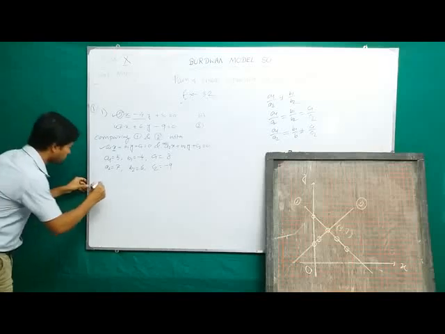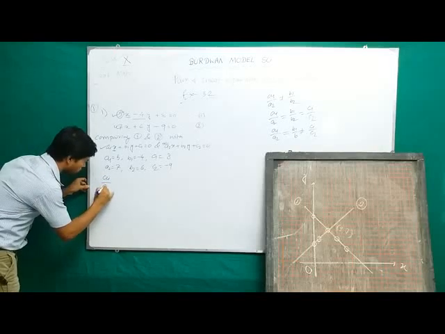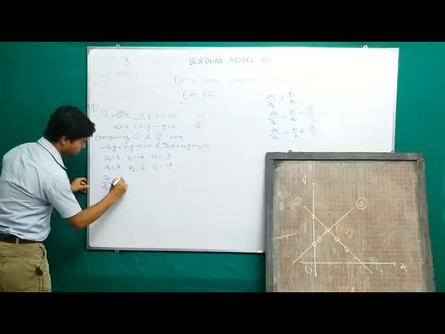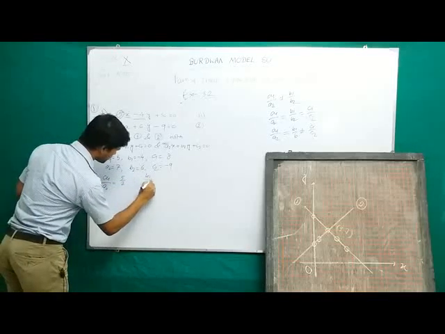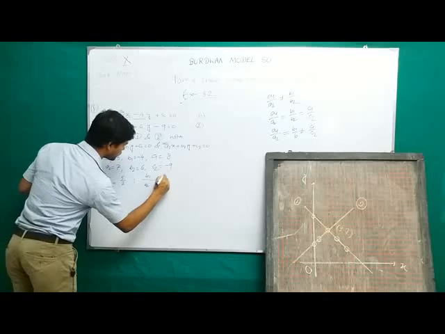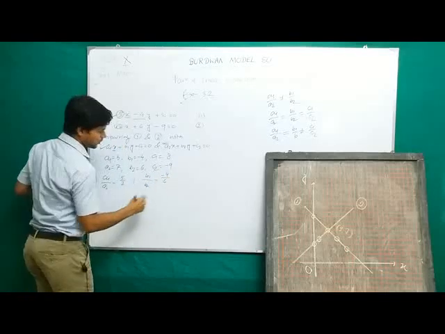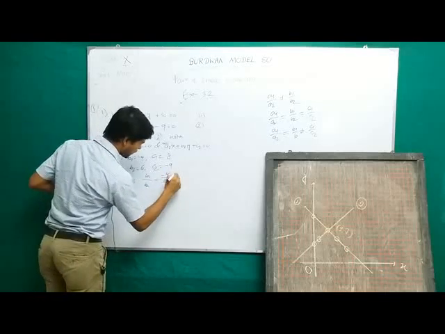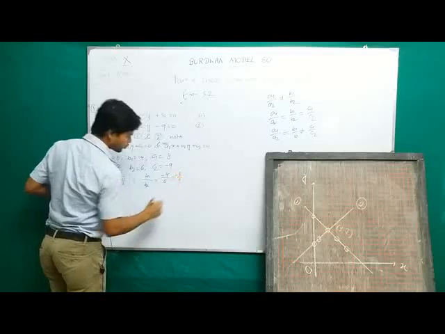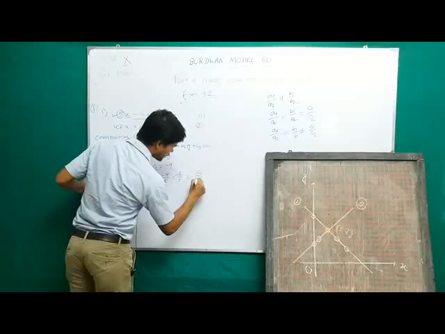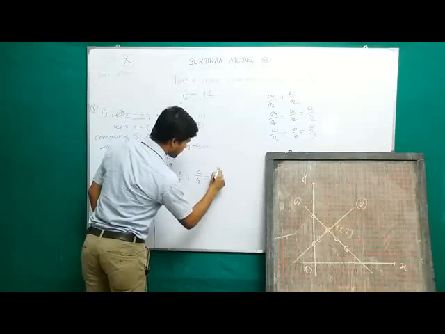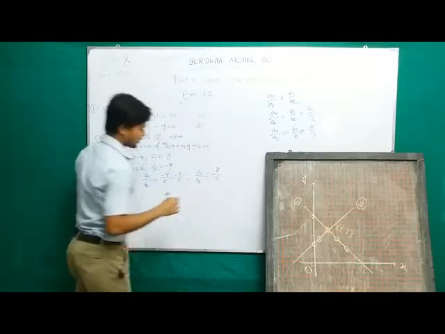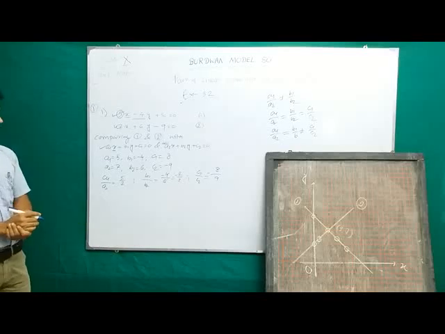Okay, now calculate the ratio of a1 and a2. So a1 by a2 is equal to 5 by 7. Calculate the ratio of b1 and b2, which is equal to minus 4 by 6. On calculation we have minus 2 by 3, and c1 by c2 is equal to 8 by minus 9.